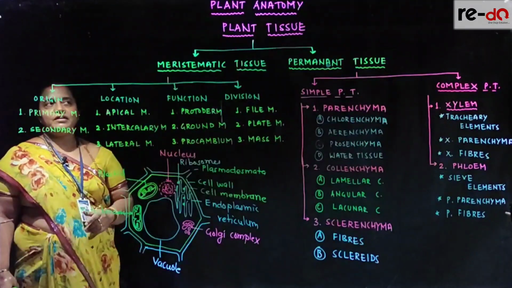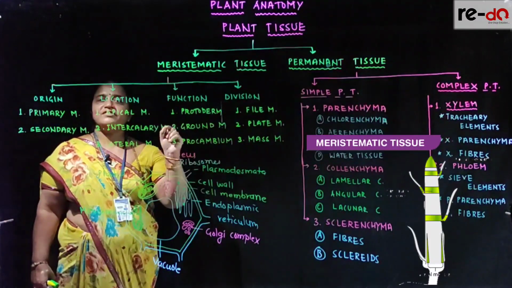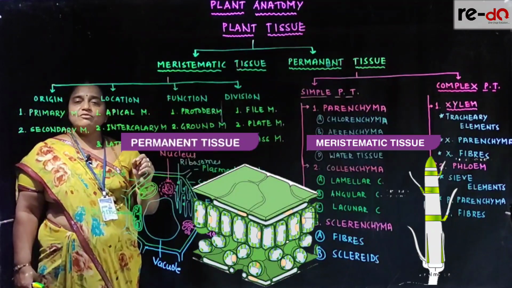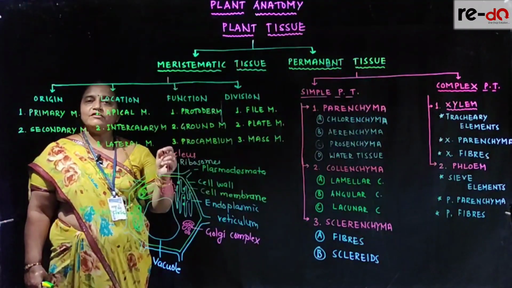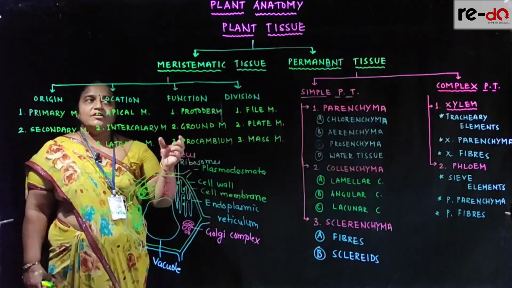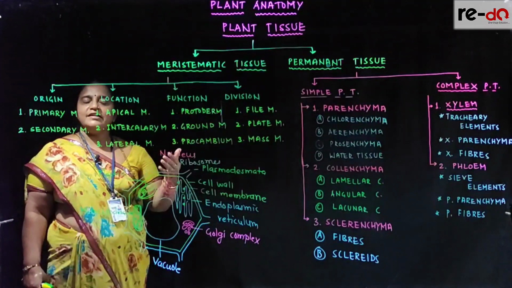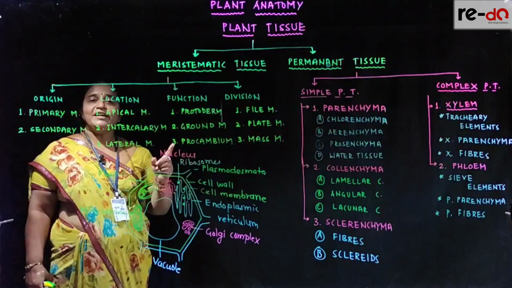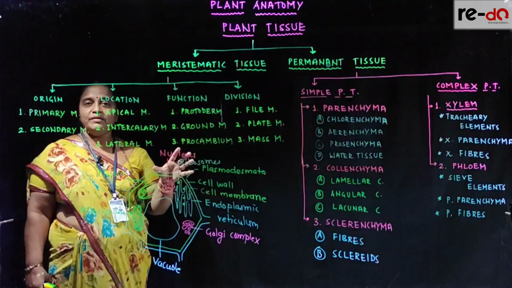Move back to the plant tissues, which are broadly classified into two types: meristematic tissue and permanent tissue. Meristos, this word was introduced by a person whose name was Nageli. Meristos means to divide. So this tissue has cells which are continuously dividing by mitosis, and that's why meristematic tissue is responsible for overall growth in the plant body.